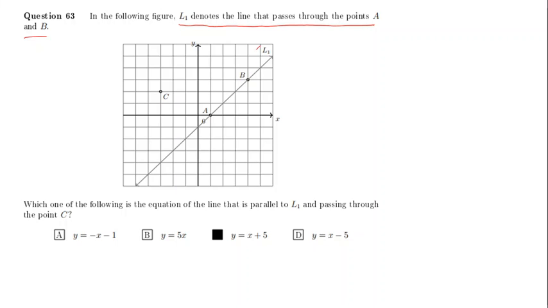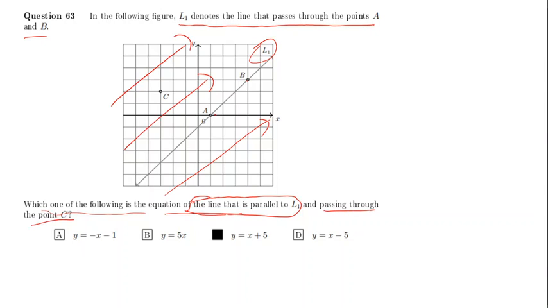Okay, we see that this is L1 passing through A and B. Which one of the following is the equation of the line? So it's asking about the equation of a line. Which line is it? It's parallel to L1. So it might be something like this. But it says it's passing through the point C. So it will be parallel to that line here.